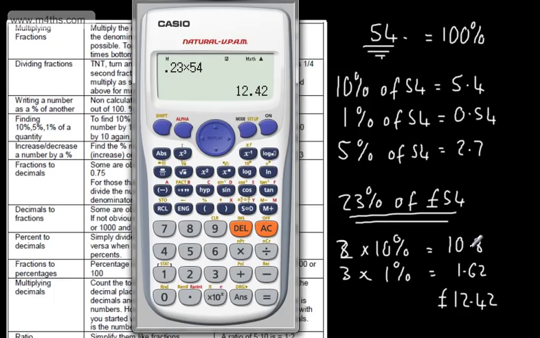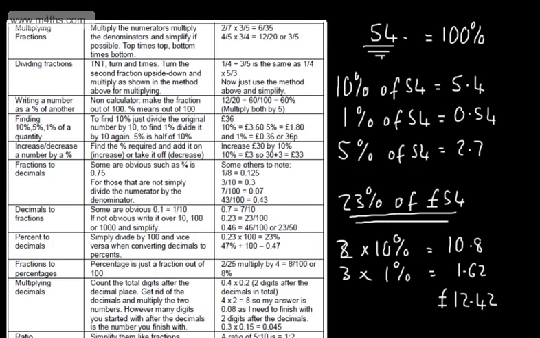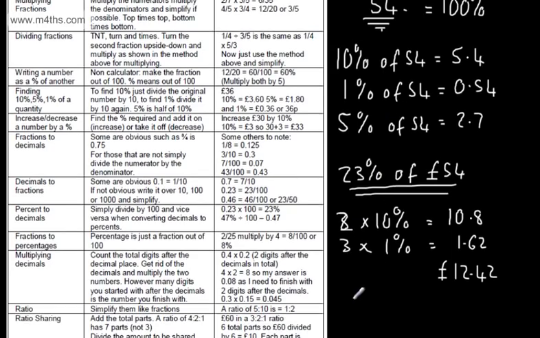We do 2 lots of 10% and 3 lots of 1%. You could have divided this by 4 and then taken away 2%. So this is how we can build them up. So for example, 16%, we could have 10%, we could have 5%, and we could have 1%, and then add it up. So that's nice and straightforward.